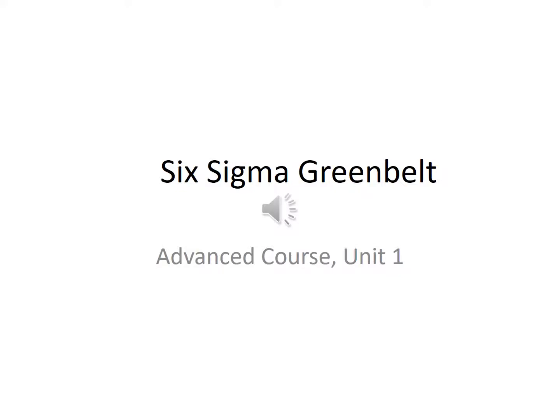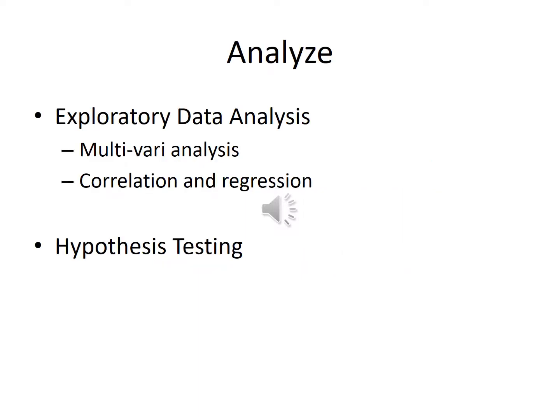Okay, here we go. We're going to talk a little bit about probability and doing some analysis of the data we've already collected. The first type we're going to do is called exploratory data analysis. We're going to do a multivariate analysis, see if we can pinpoint where the variation is coming from. And then we're going to do correlation and regression modeling. And finally, we're going to do some hypothesis testing. We'll get into the details in the PowerPoint.